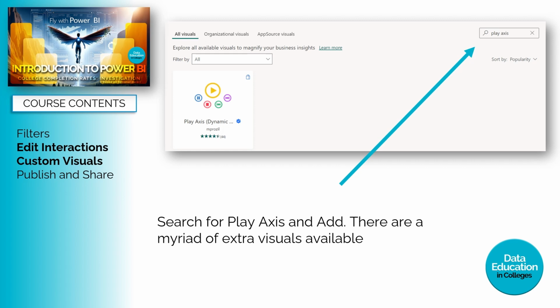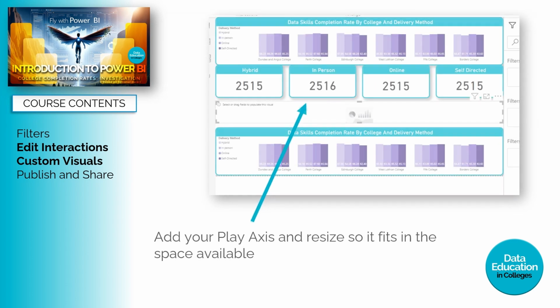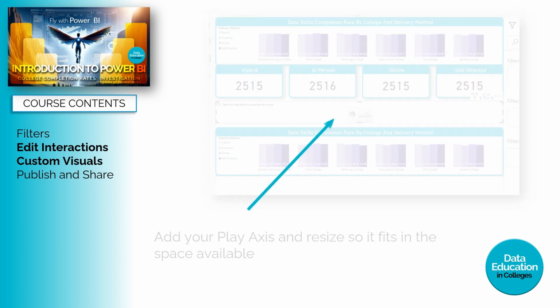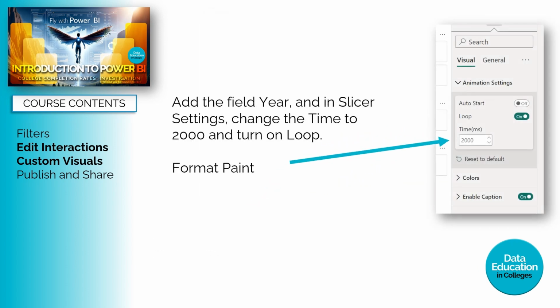If you search for play axis, when it pops up, just click add and it'll add it into your visualizations pane. Have a look around there at some point, there's loads. So add your play axis and then resize so it stretches right out in that space. The field for play axis is year. Then go to the animation settings, that's within slicer settings. Turn on loop and update the time to 2000 milliseconds, 2 seconds, and then format paint.